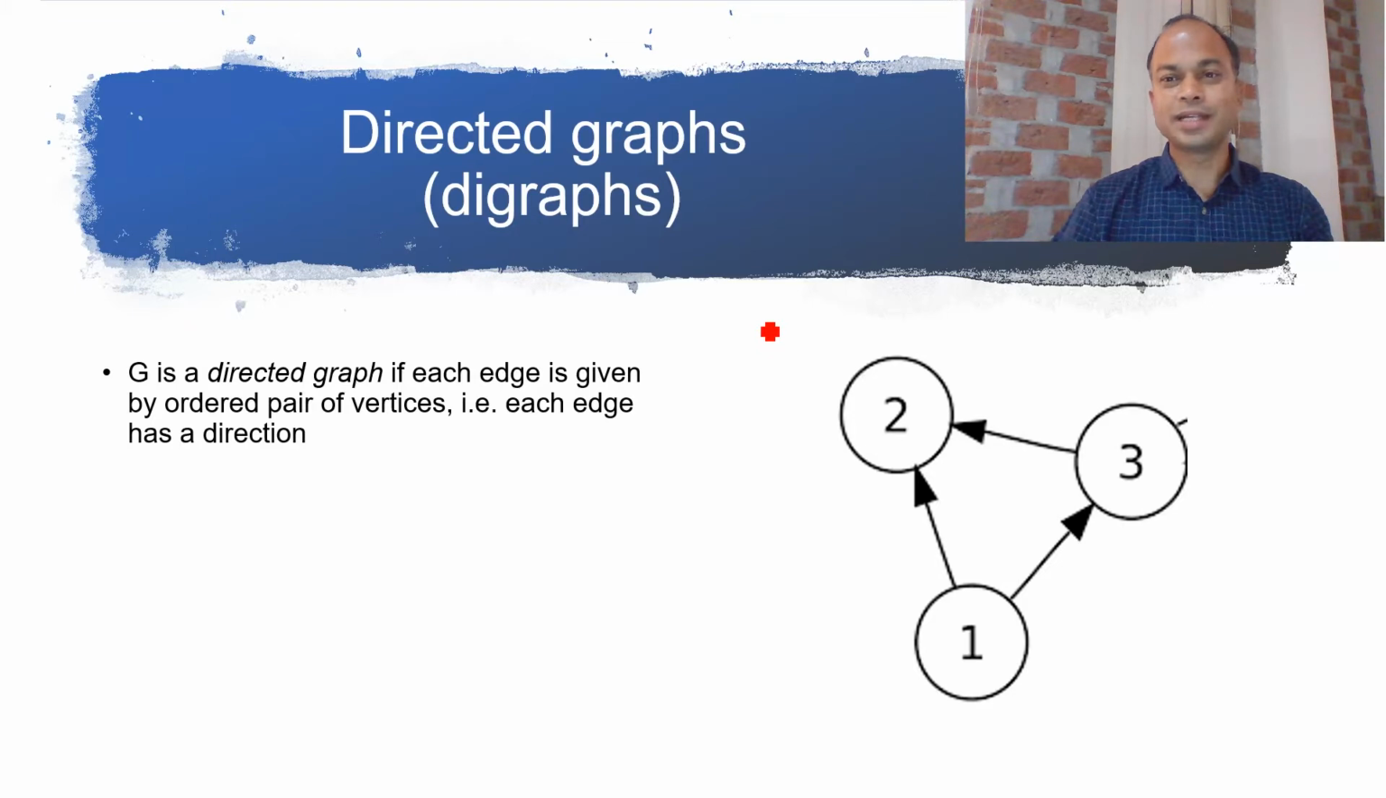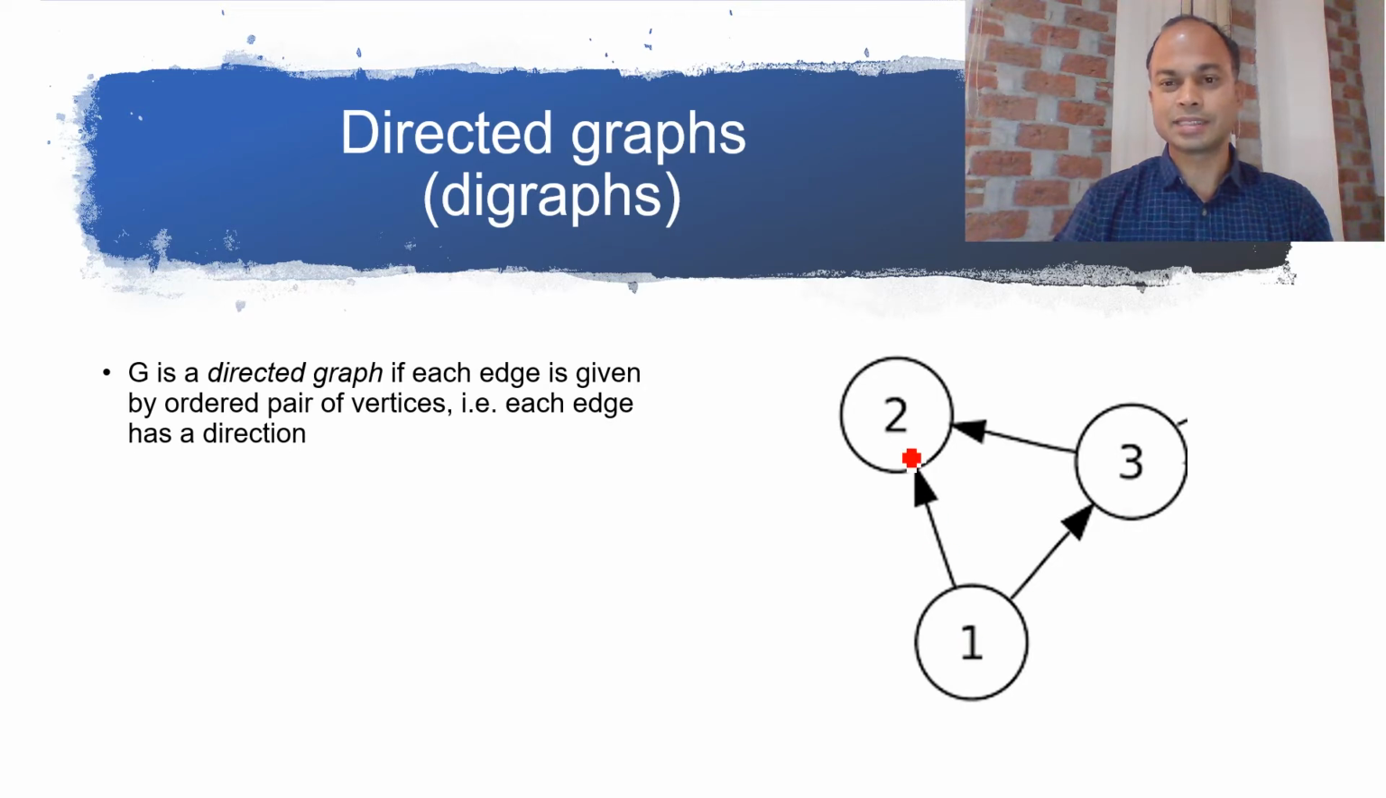If we talk about the directed graph, then we have directions. Every edge has a direction. I mean, if we talk about the edge 1 to 2, 1 to 2 is a directed edge. Similarly, 3 to 2 is a directed edge. 1 to 3 is a directed edge.